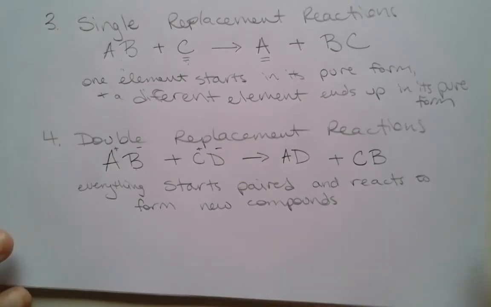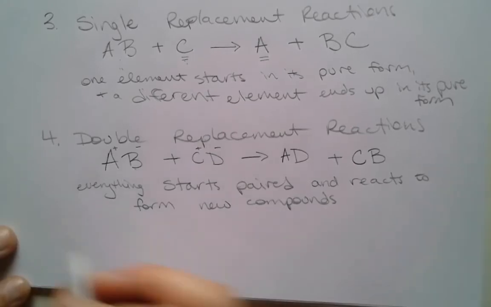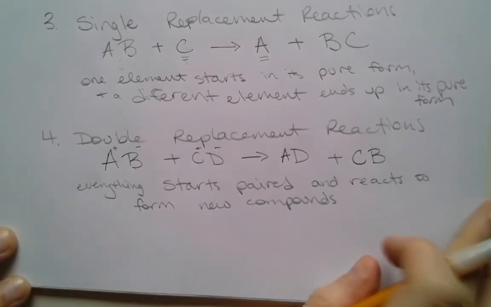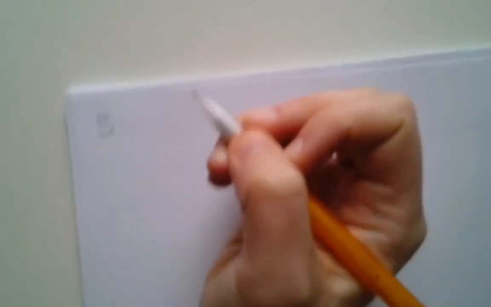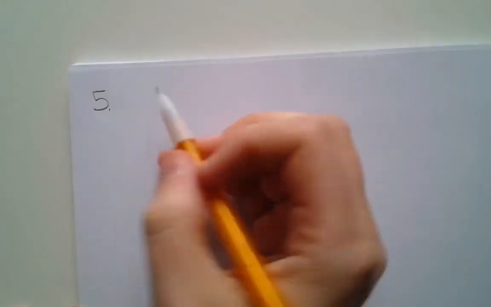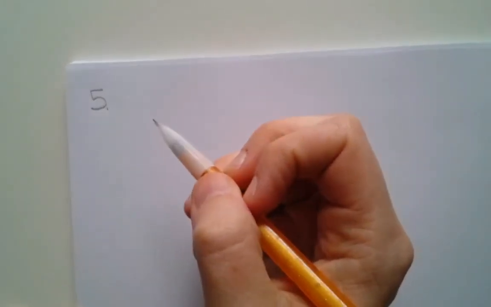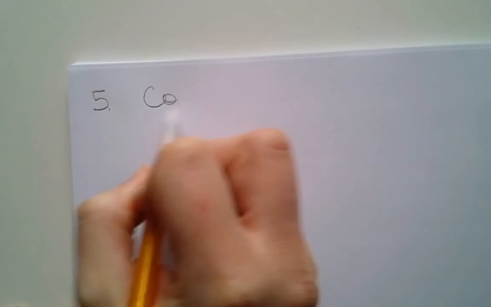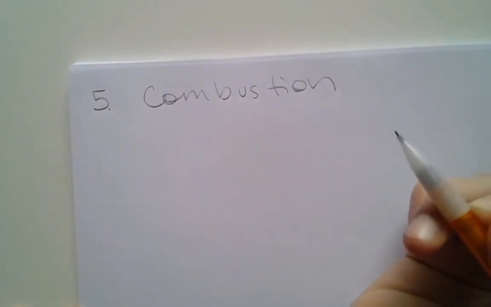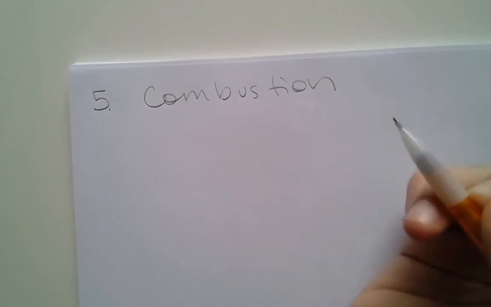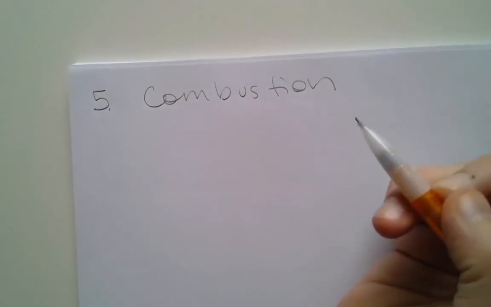Your fifth and final type, I'm going to do this on a new page just to get a little bit more space. Your fifth type is the oddball. There's nobody that kind of goes with this one. These reactions go one way. They don't go backwards. They take a whole lot of energy to go backwards. These are combustion reactions. This is where stuff burns, blows up, explodes.